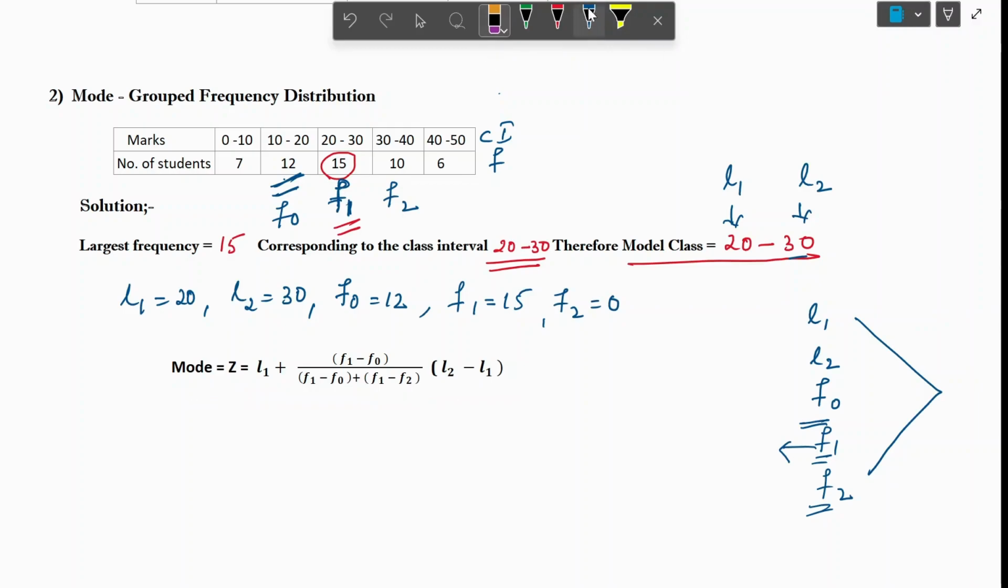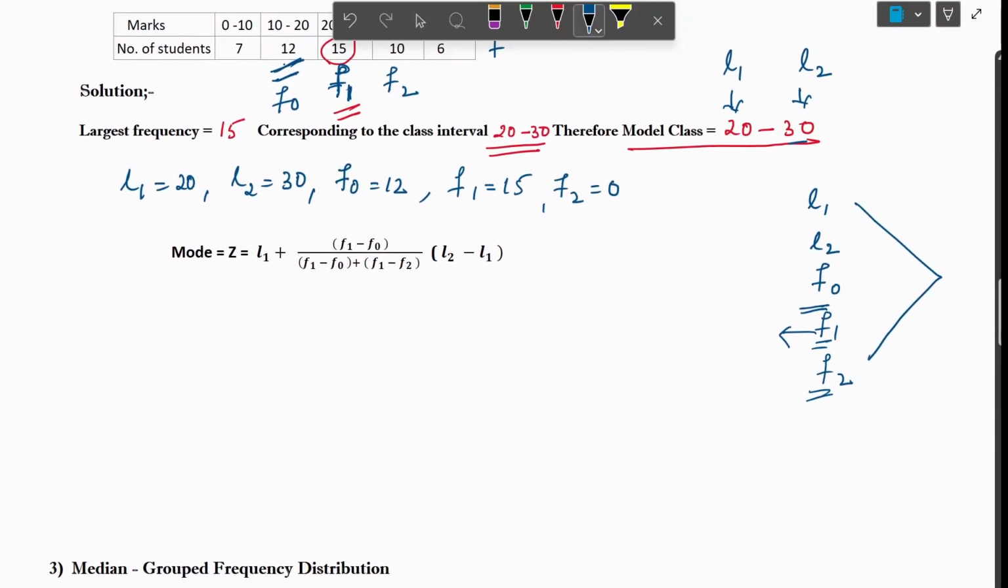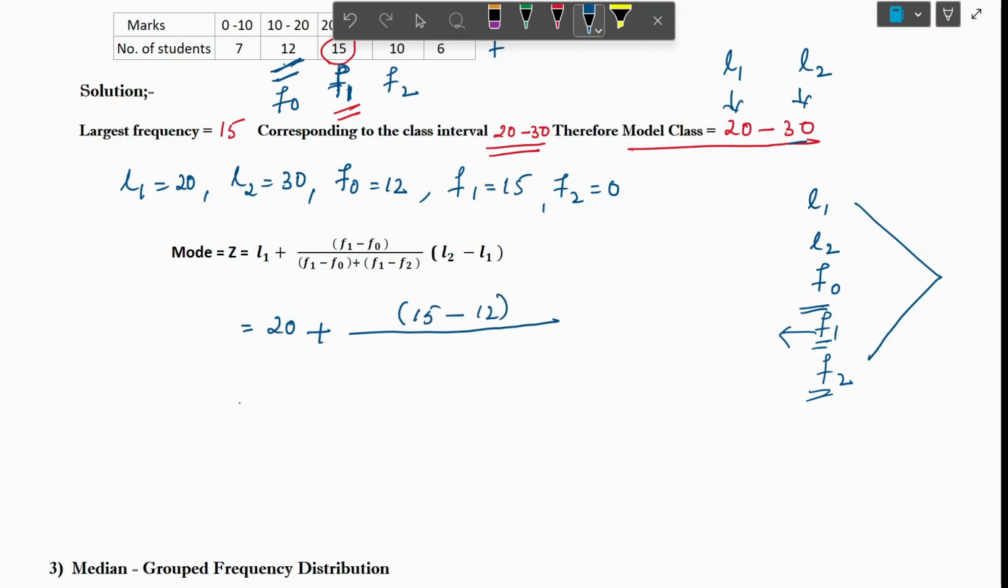Now see how we are going to do the calculation. Mode is equal to L1, what is L1? 20, plus, I'm writing here, use the bracket, F1 that is 15 minus F0 that is 12, divided by F1 minus F0, 15 minus 12, plus F1 minus F2, that is again 15 minus F2, that is 10, right? Not 0, 10. Close the bracket, and here L2 minus L1. What is L2? 30 minus 20.